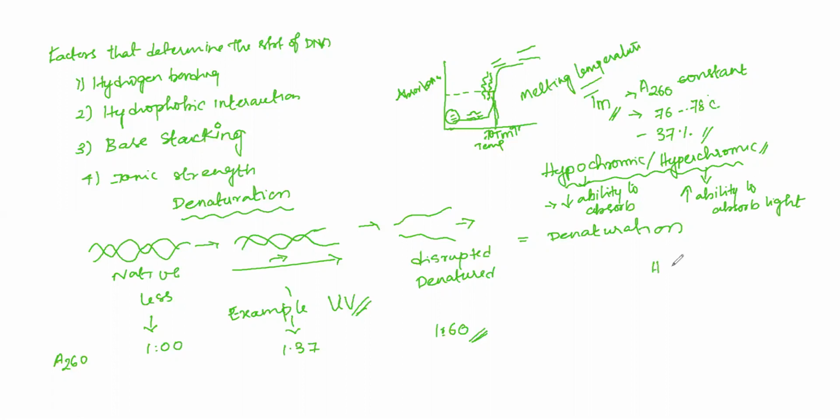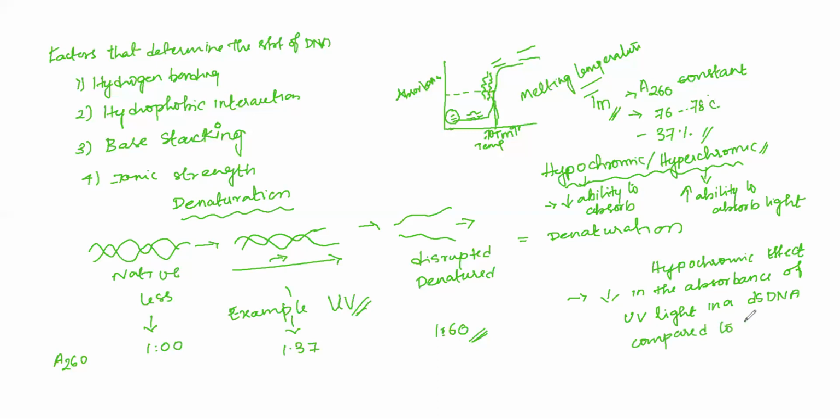So what is the hypochromic effect? It describes the decrease in the absorbance of UV light in double-stranded DNA compared to its single-stranded counterpart.